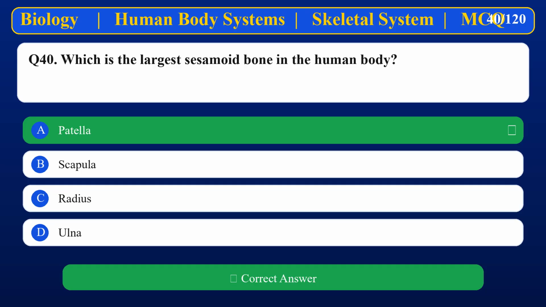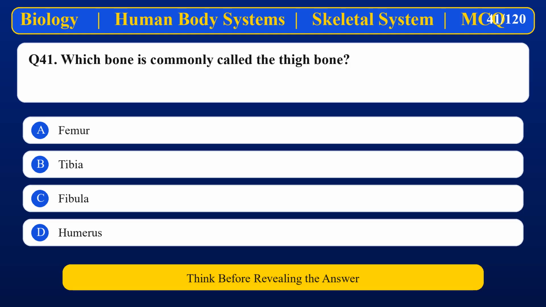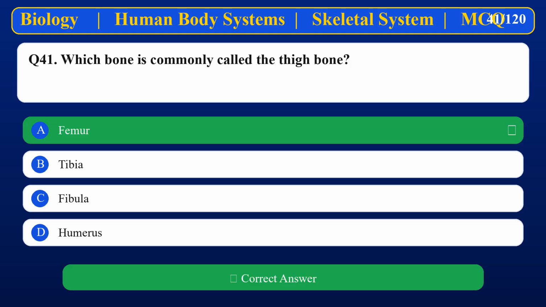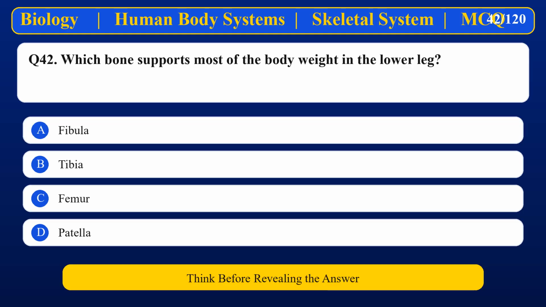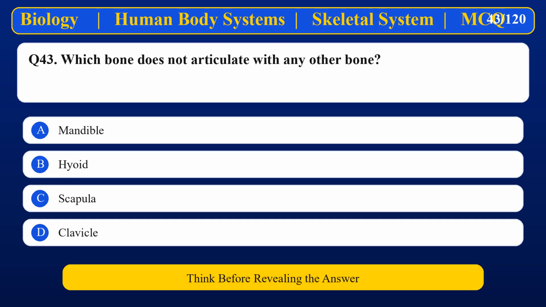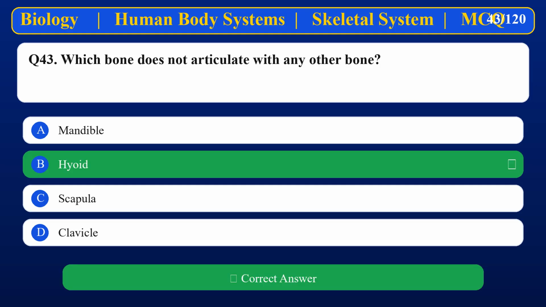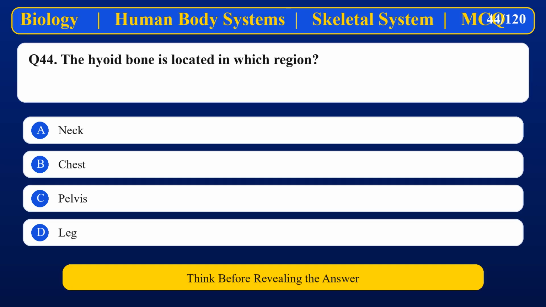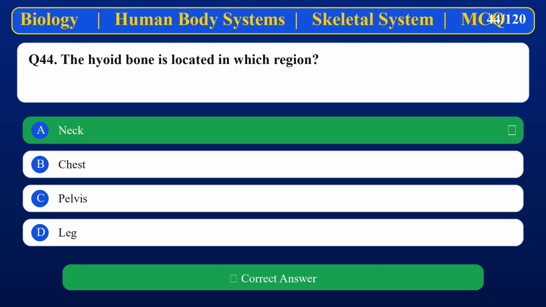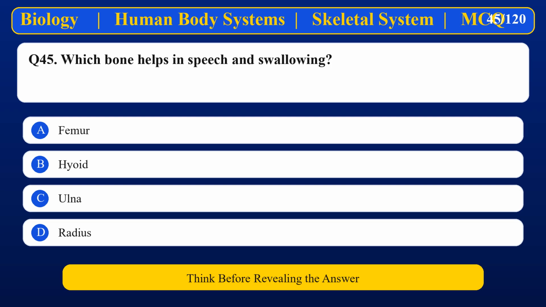Which is the largest sesamoid bone in the human body? Patella. Which bone is commonly called the thigh bone? Femur. Which bone supports most of the body weight in the lower leg? Tibia. Which bone does not articulate with any other bone? Hyoid. The hyoid bone is located in which region? Neck.